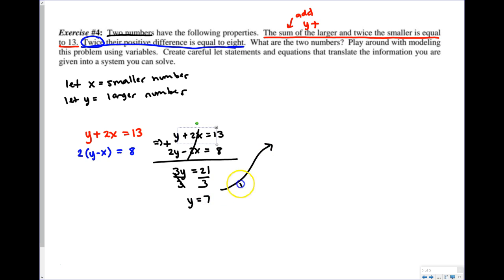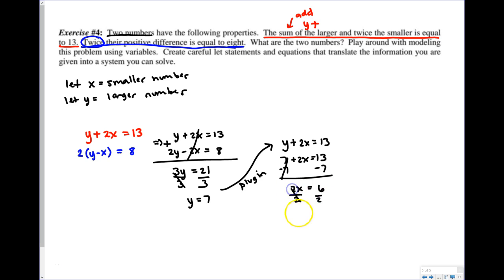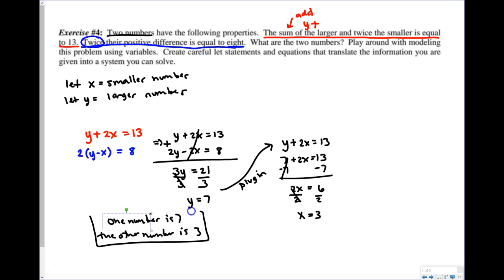Once I know y, the usual, plug it in to find x. So I'll pick my first equation, y plus 2x equals 13. I'll just replace the y with a 7. And then solve. Subtract 7 on both sides. 2x equals 13 minus 7 is 6. And then divide both sides by 2. And x equals 3. So to answer this problem, one number is 7, the other number is 3. And that's my final answer for this problem. Okay. Mastery for this is on 8.3 and 8.4, so make sure you have both, and good luck.